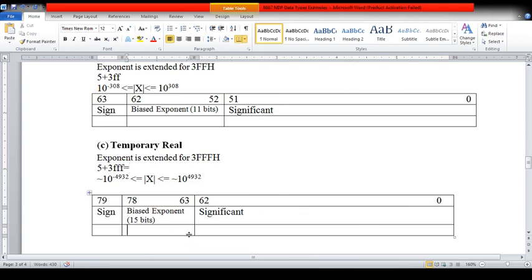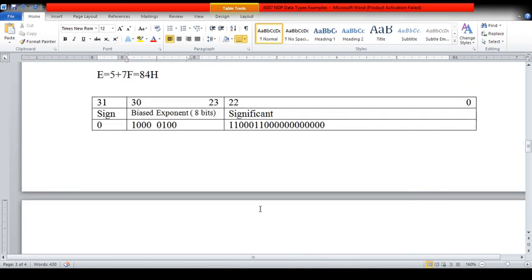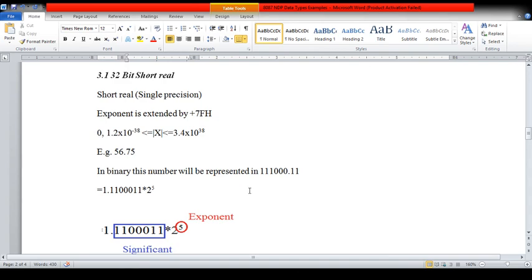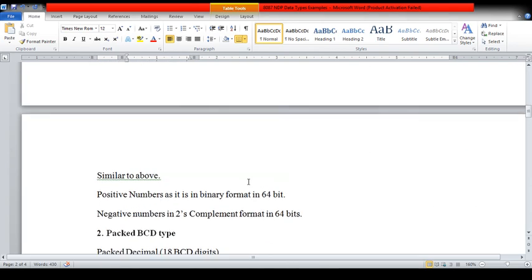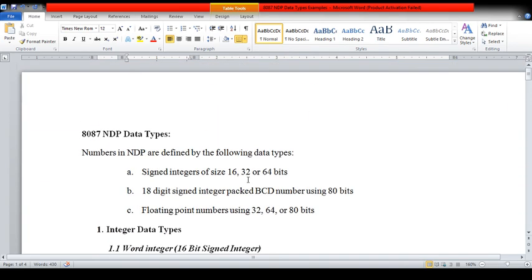So I hope you have clearly understood how to represent numbers in floating point representation, and also in packed BCD and integer parts.